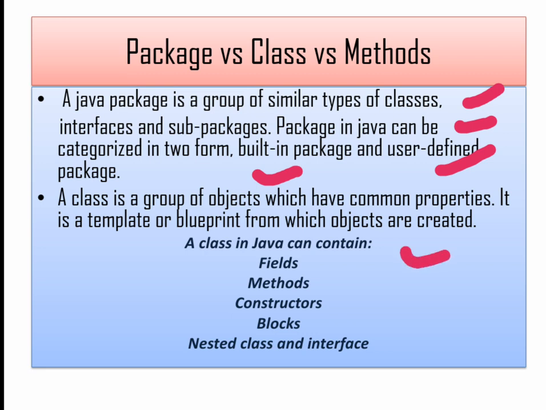Class: what is a class? A class is a group of objects which have common properties. It is a template or a blueprint from which objects are created. A class can contain fields, methods, constructors, blocks, nested classes and interfaces. We will see them later. For now, just get familiar with fields. Fields are nothing but the variables and constants. And method, you already know. Methods are groups of statements that are used to perform some specific action. Constructors, blocks, nested classes, we will see later.